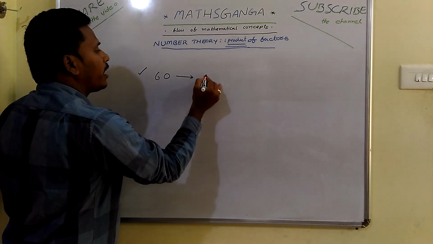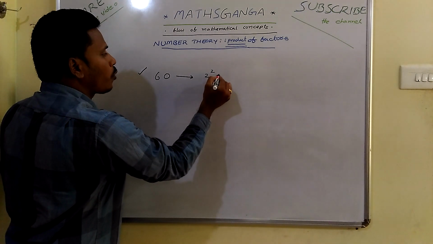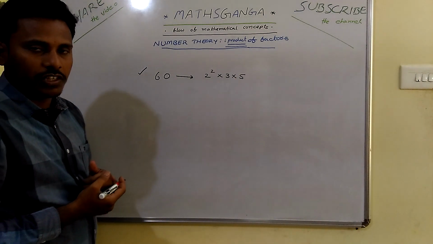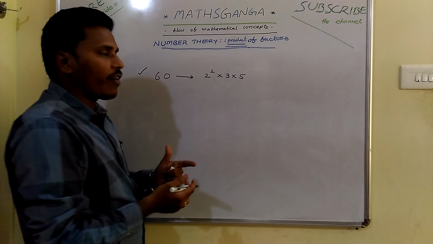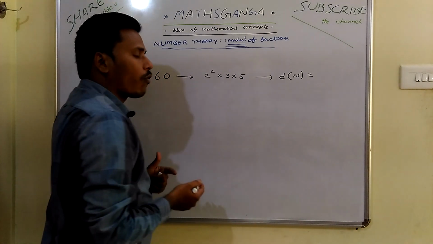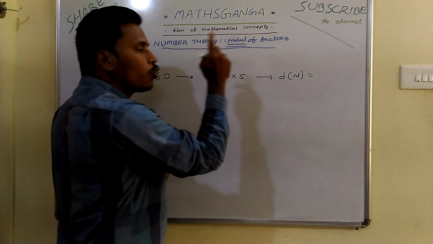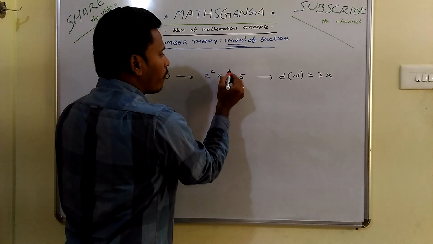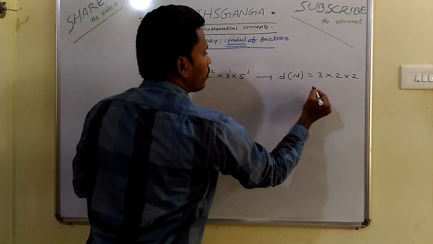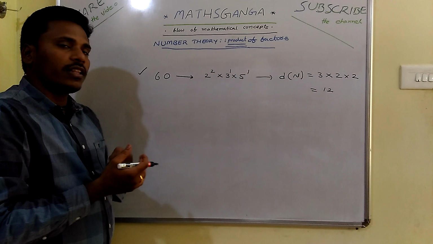If you do prime factorization, 60 can be written as 2 square into 3 into 5. With this prime factorization, we can find the number of factors of 60. The power of 2 is 2, so 2 plus 1 is 3, into 3 power 1, so 1 plus 1 is 2, into 5 power 1, 1 plus 1 is 2, and the product is 12. So totally there are 12 factors for the number 60.